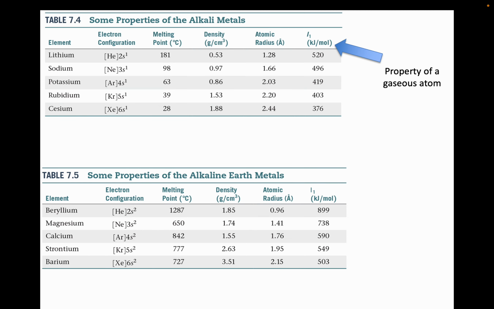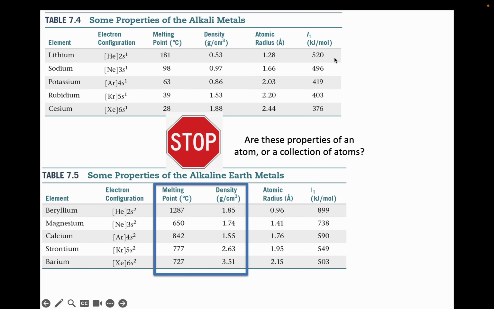We see at the end of chapter 7 tables like this. They show different properties for different columns of the periodic table. I sub 1, that's what we've been talking about as the ionization energy. That's a property of the atom itself, a gaseous atom. How about things like melting point and density? Are these properties of an atom or when we have many atoms together? What do you think?